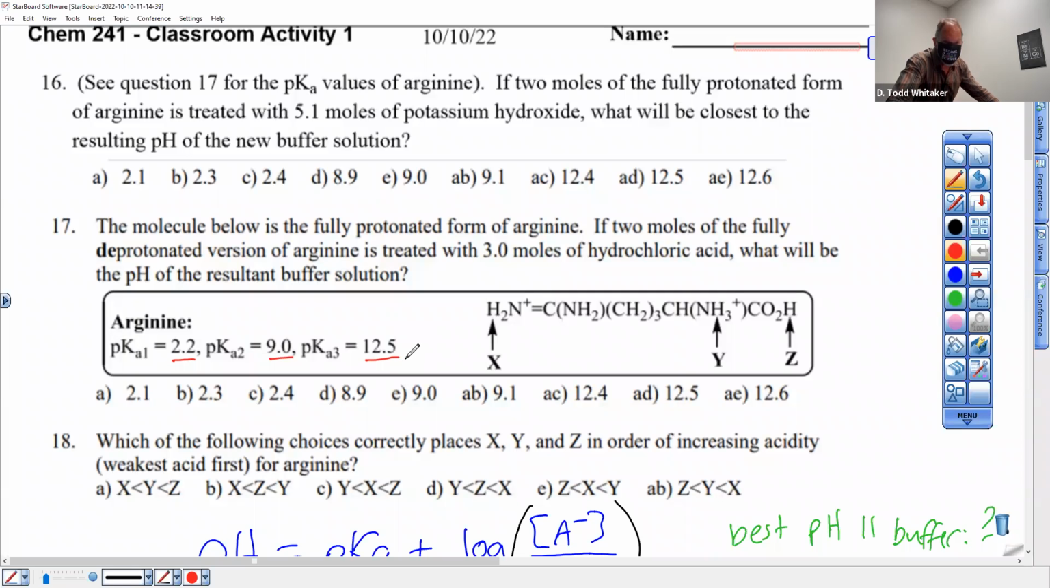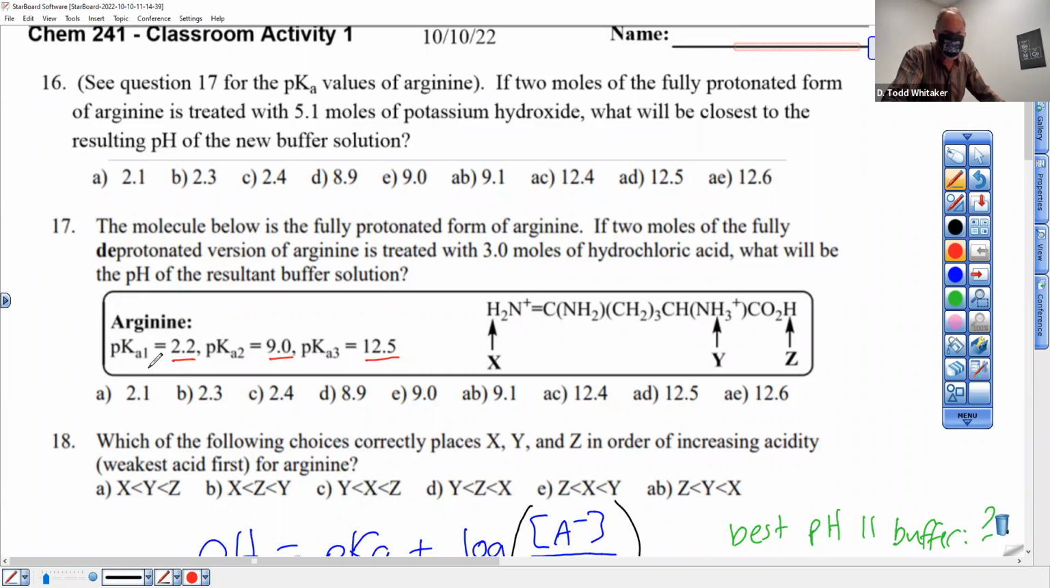I can design 9 buffers. 9. I can have one exactly 2.2 by having equal amounts of the acid called pKa1 and its conjugate base. I could have pH 2.1 by having just a little bit more of that acid than the base. Are you with me? Or I could have a 2.3 by having a little more base than acid. But it would be this acid, pKa1 acid.